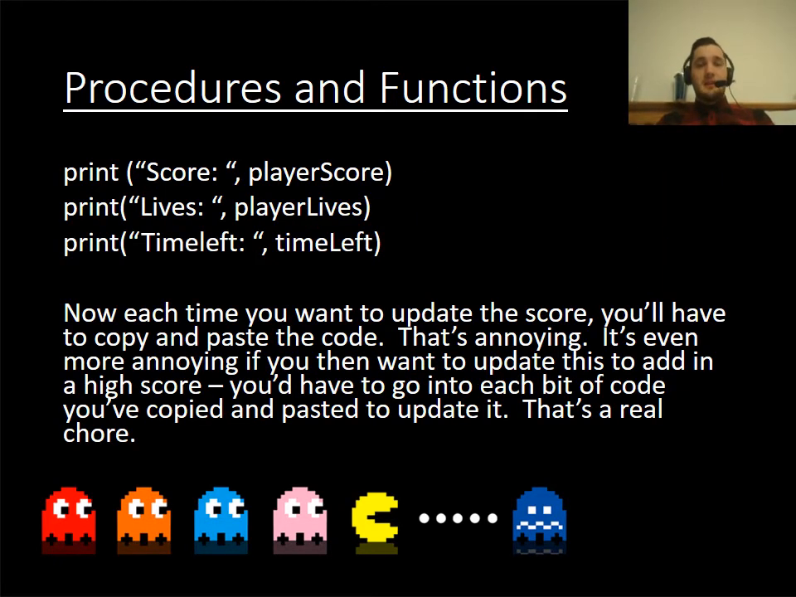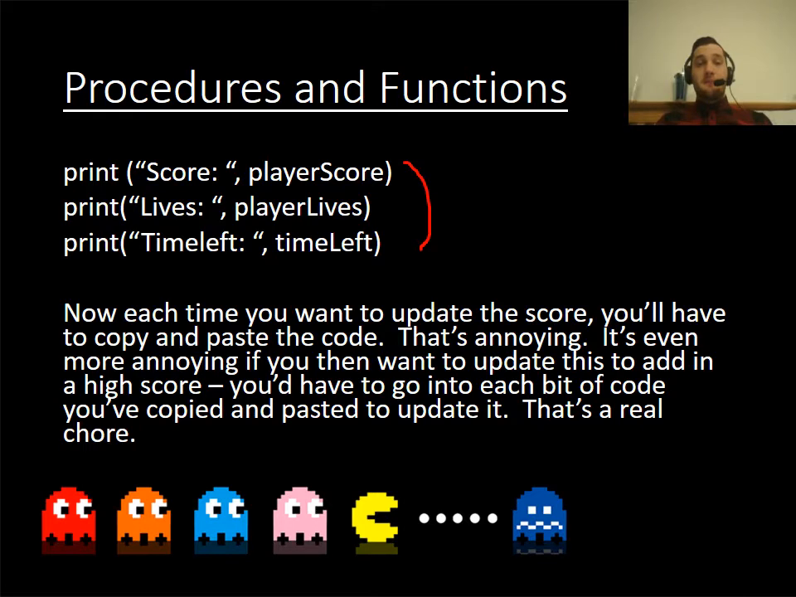So imagine if you had this block of code, and every time something updated in a game, whether you touched a character, whether you touched a wall, you had to display the lives and the time left and the player's score. That's going to get annoying, and it's also going to give you inefficient coding because you're going to have to repeat this over and over and over. This is where procedures and functions come in.